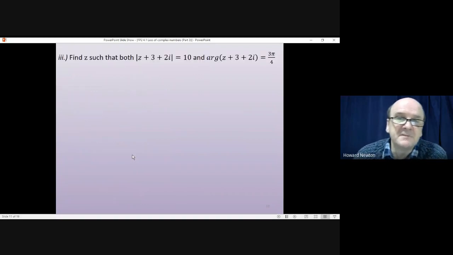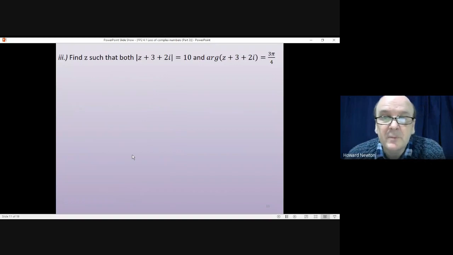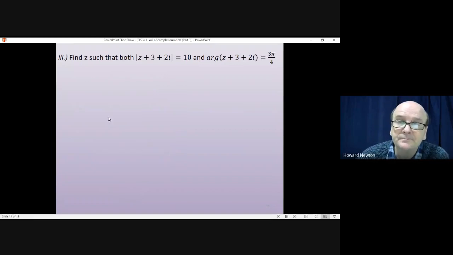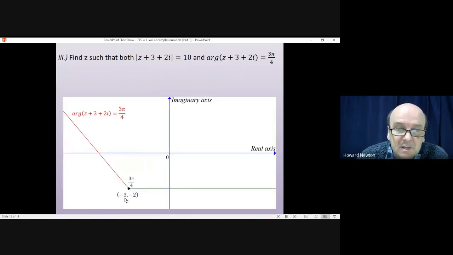Part 3 asks us to find z such that the modulus of z plus 3 plus 2i equals 10. And as well as that, the argument of z plus 3 plus 2i is equal to 3 pi by 4. Now the second thing here is what we've just done. So that's the argument of z plus 3 plus 2i is equal to 3 pi by 4. What about this? Well, this is one of the standard loci that we looked at a couple of lessons ago.